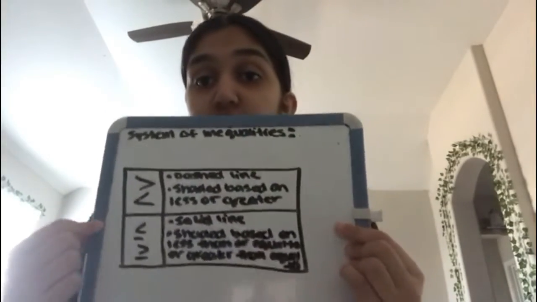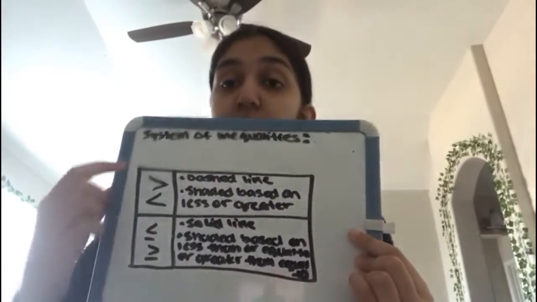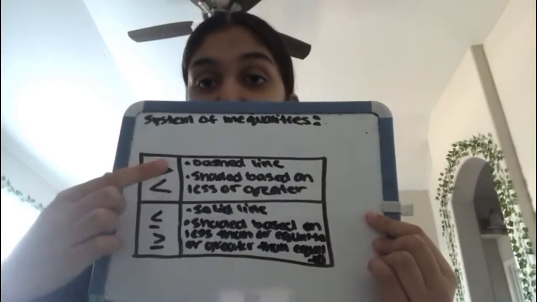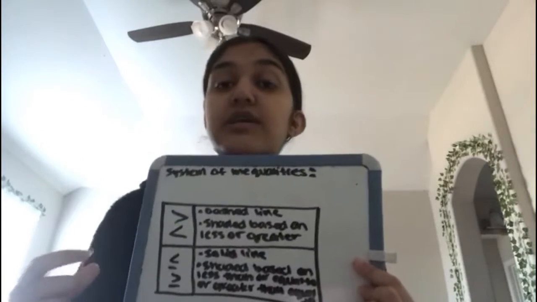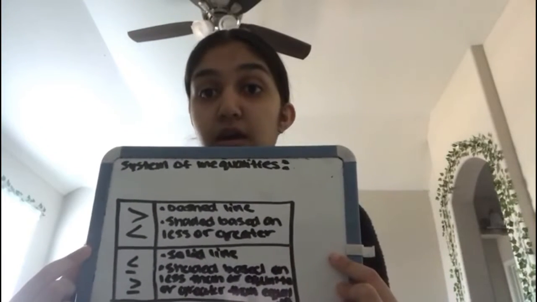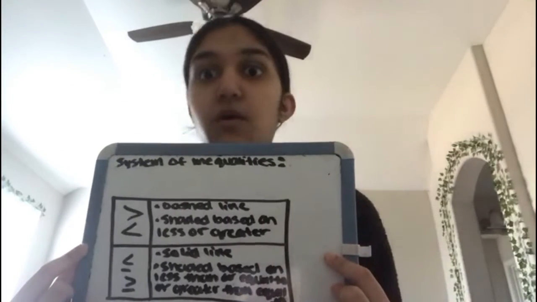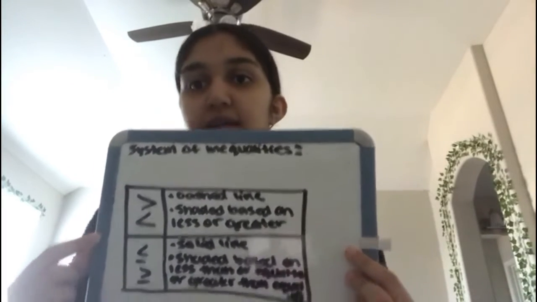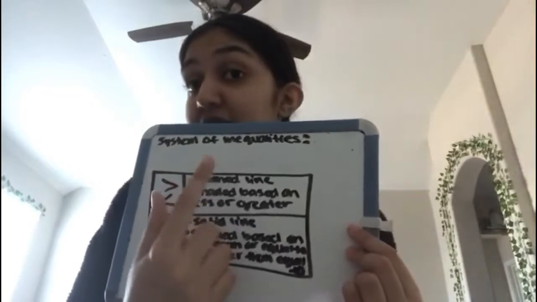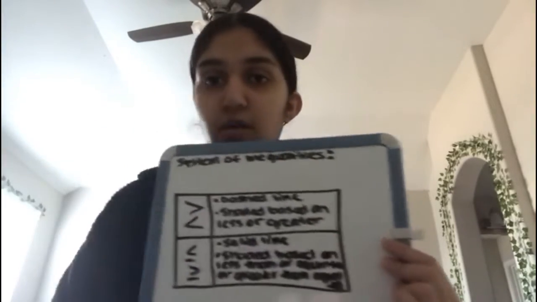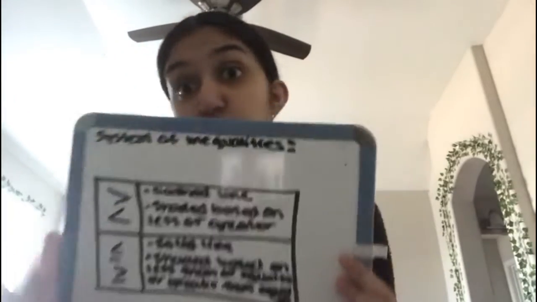So basically, this table shows greater than and less than. These ones are always a dashed line. So when you see an equation like 5 greater than x, that means you would have to do a dashed line. So always remember to put a dashed line, because if you don't, you will automatically get it wrong.